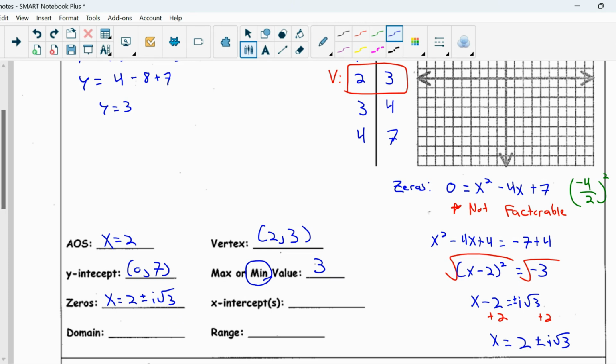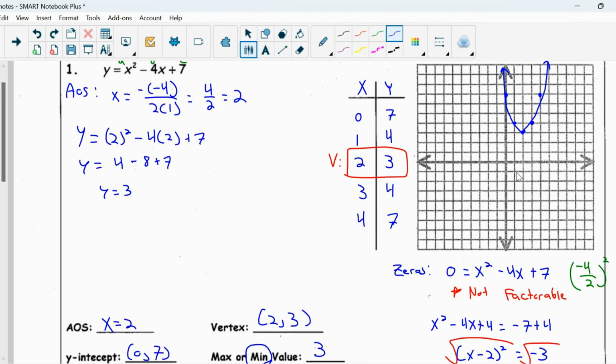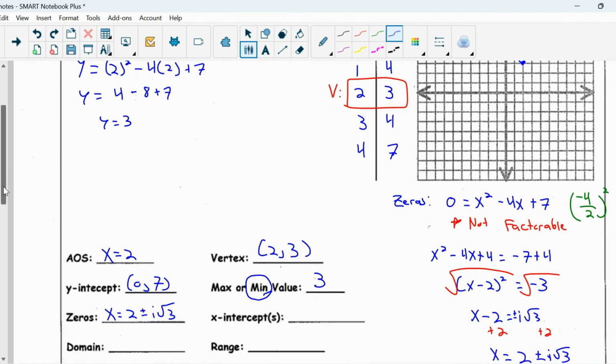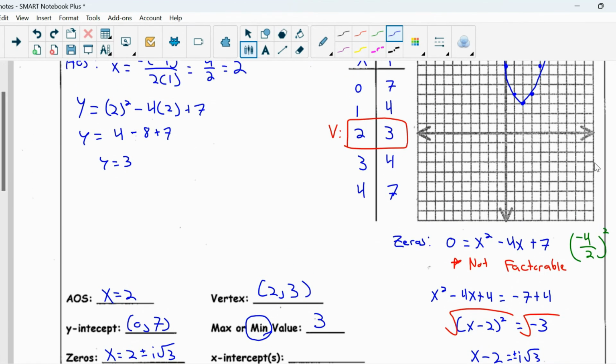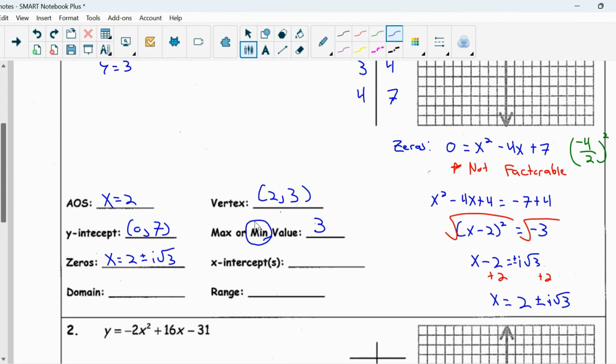Okay, the reason that we have an imaginary solution for zeros is because our parabola is above the x-axis. So our zeros, in this case, would be imaginary. Our x-intercepts, we will never cross the x-axis. So our x-intercepts would be none.